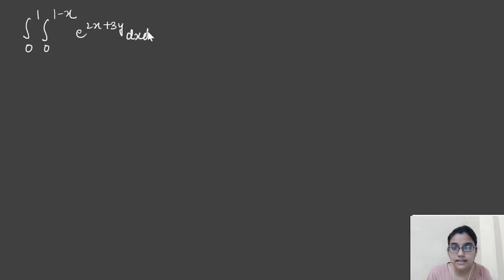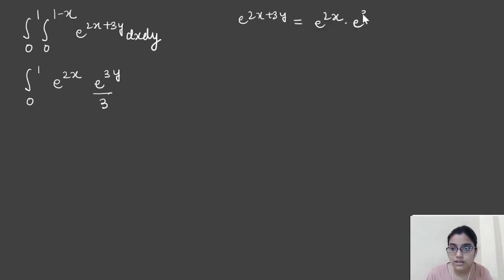So obviously, what we can see here is that the limit of y is in terms of x, so we will integrate it first with respect to y. So this is going to be 0 to 1, and x will be treated as a constant. It is going to be e raised to the power 3y by 3. I can write e raised to the power 2x plus 3y as e raised to the power 2x into e raised to the power 3y.